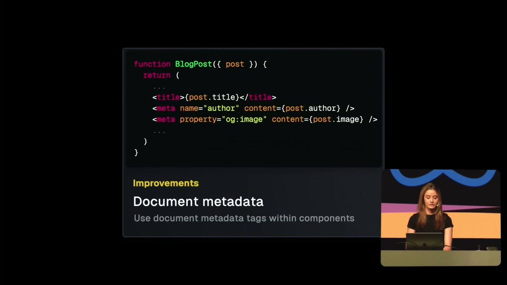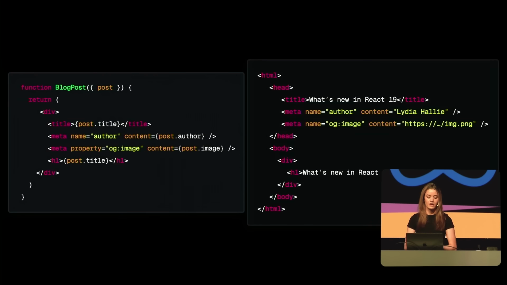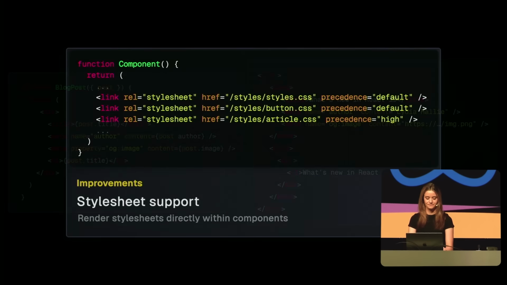React 19 adds support for rendering document metadata tags directly within components. So whenever React renders this component, it will see the title, link, and meta tags, and automatically hoist them to the head of the document. So whereas previously we had to use tools like React Helmet to handle this directly within components, we can now just use it natively in React. But for more custom meta tags, you might still want to use React Helmet.